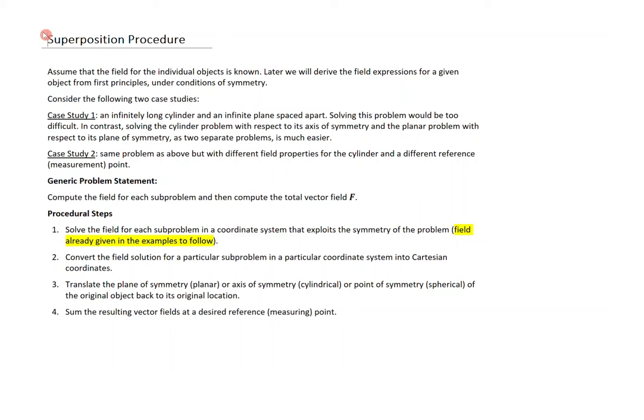Thirdly is to translate the plane of symmetry or axis of symmetry or point of symmetry, and these symmetries relate to different types of objects. So if we're talking about an infinite plane, it's planar. If it's a cylinder, then it's an axis of symmetry. If it's a sphere, then we talk about a point of symmetry. What we need to do is translate everything back to its original location in terms of where the calculations are to be taking place. And the last step is to sum the resulting vector fields at the desired reference point, the actual physical point at which you want to calculate the total field.